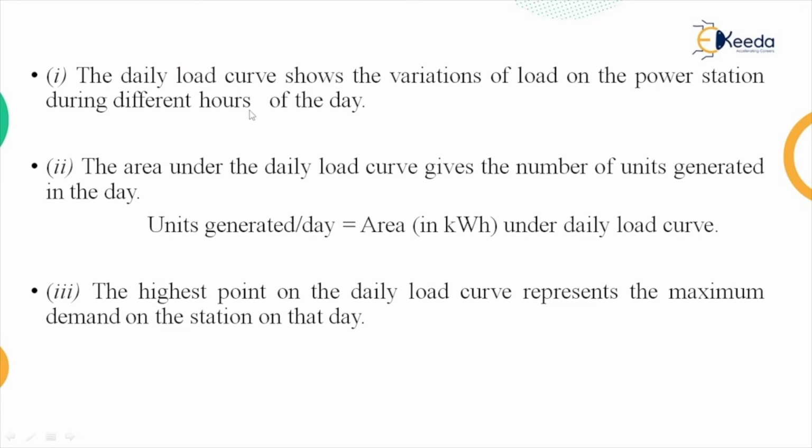So we just discussed the importance of the daily load curve. The daily load curve shows the variation of load on the power station during the different hours of the day. The area under the daily load curve gives the number of units generated in the day, meaning how much electricity in units is generated by the generator. So units generated per day is equal to the area in kilowatt hour under the daily load curve.